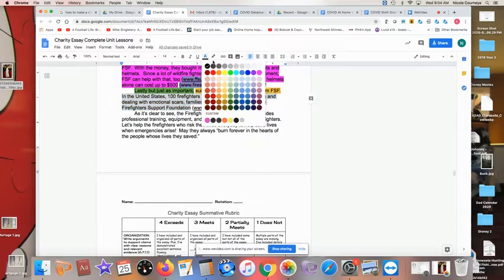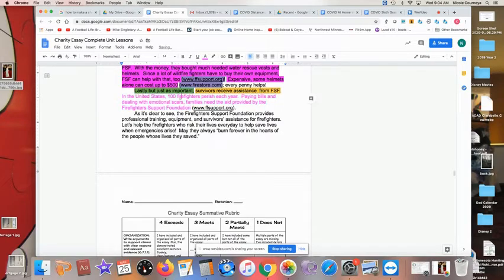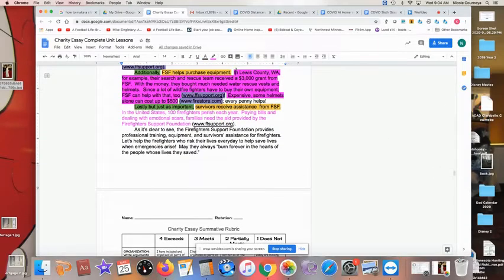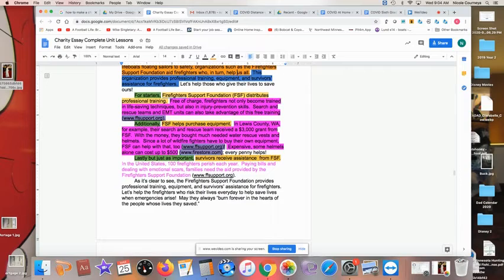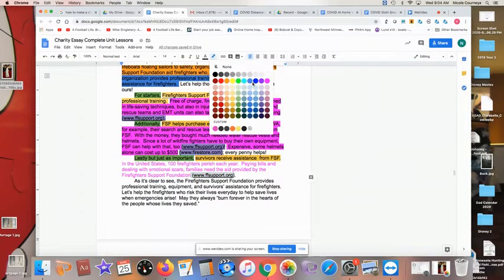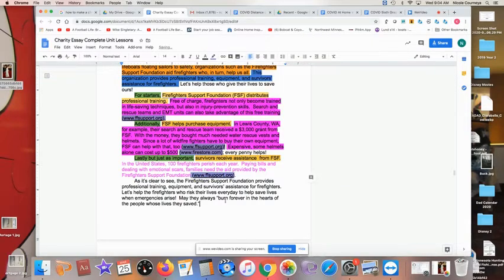And again, some details are better than others. I like the fact that there's 100 that die every year. I like the number up here, $500. I like when it was talking about $3,000 of grant money. When you can be really specific, it helps to really provide evidence to support whatever it is that you're talking about. Okay, and of course, we have our source down at the bottom where we got our information from.